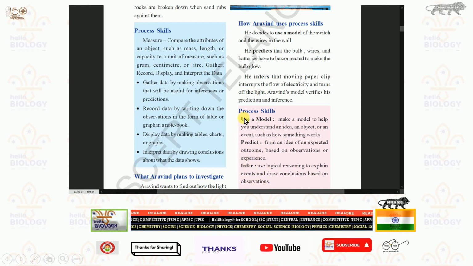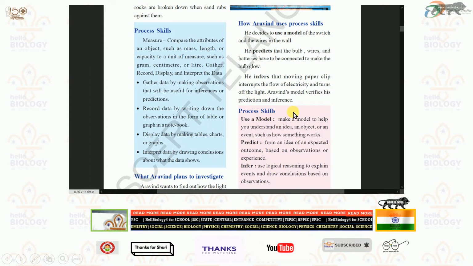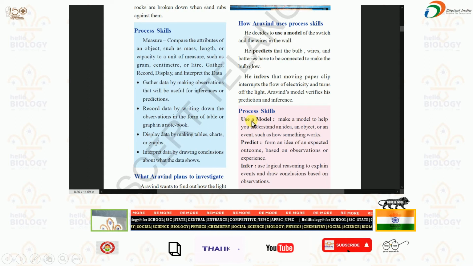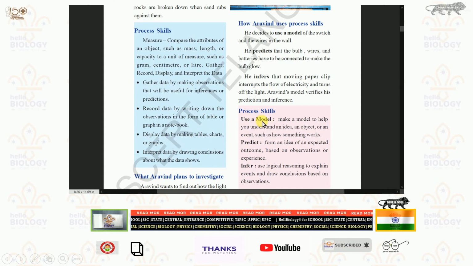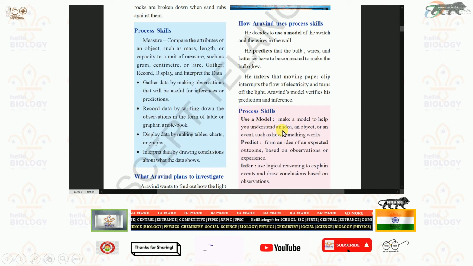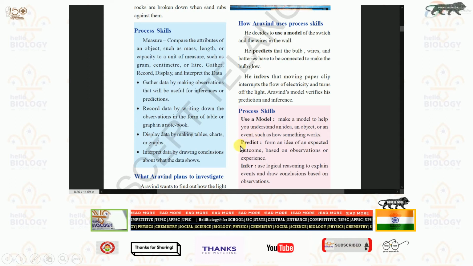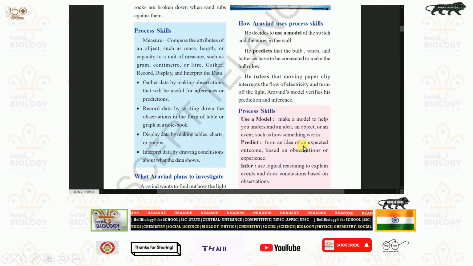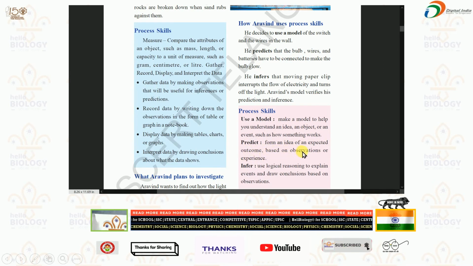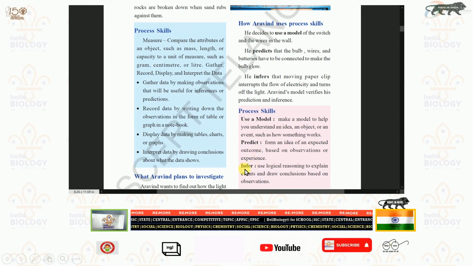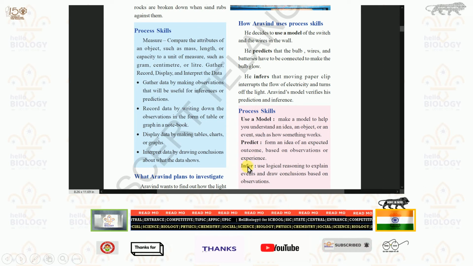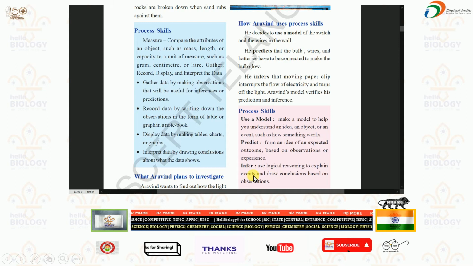For example, if you are making a rocket at your home, use a model. With the help of the rocket, we use a model, and we have an idea and an object of how to start the rocket. After that, you need to predict whether the rocket works well or not if you do this activity. After doing the experiment or activity, you need to infer what you have understood from that, and you need to draw a conclusion.